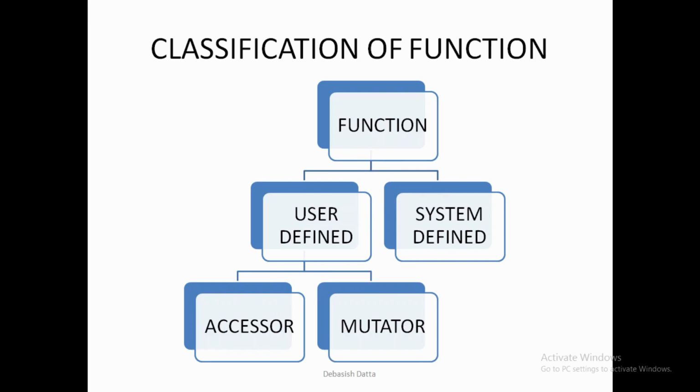Accessors are those methods which do not change the value inside any object, or in formal language, accessors are those methods which do not change the state of an object. On the contrary, mutators are those methods which actually change the values inside any object, or mutators are those methods which change the state of an object. Let's understand this classification with an example.